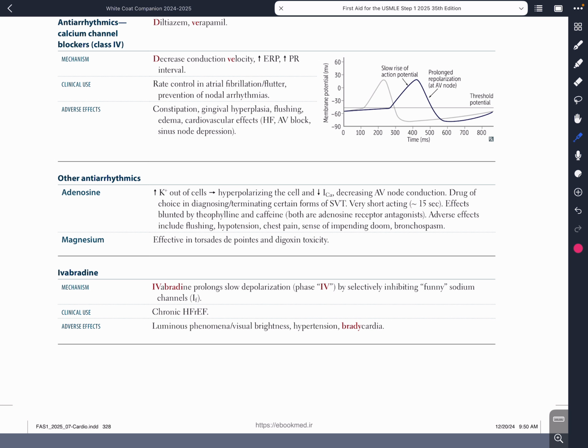Adverse effects of adenosine are flushing, hypotension, chest pain, a sense of impending doom, and bronchospasm. So be careful giving adenosine in COPD patients. Never, ever give adenosine to a COPD patient. They may go into severe bronchospasm. Magnesium can help patients suffering from torsades de pointes and digoxin toxicity. It is effective in torsades de pointes and digoxin toxicity.